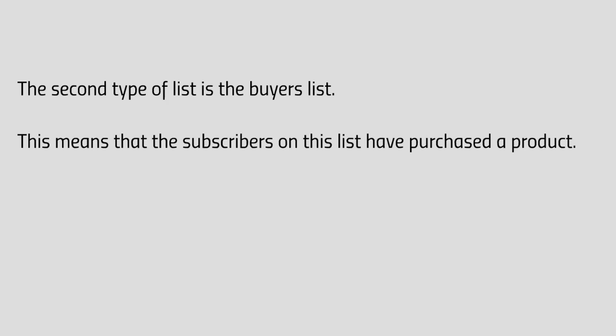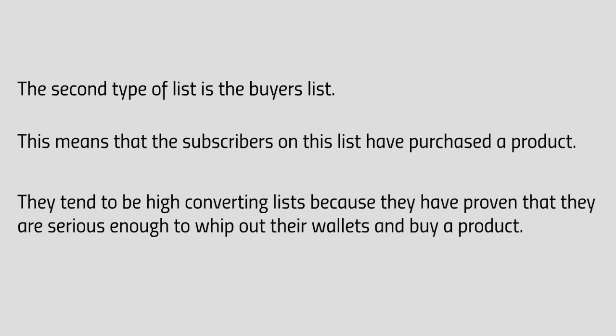Now, the second type of list is a buyer's list. This means that the subscribers on the list have actually purchased a product. So say, for example, somebody lands on your sales page. You're selling them something like a $7 or $17 item or whatever price point it is. They buy it and get added to your list. So that is basically a buyer's list. Now, these types of lists tend to be very high converting because they have proven that they're serious enough to whip out their wallets or their credit cards and buy a product.